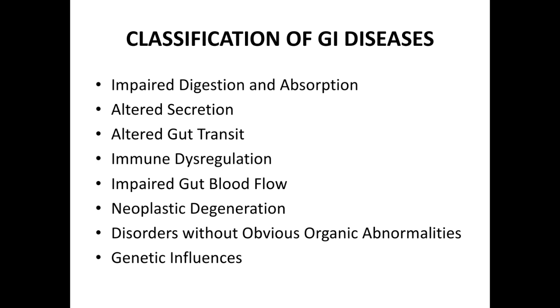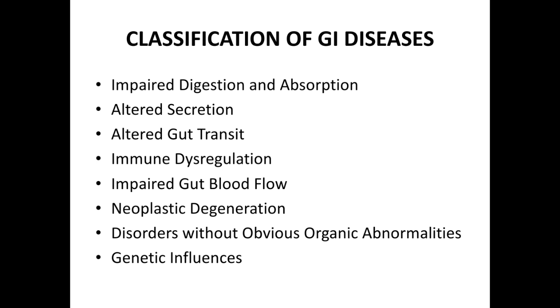And if you go to immune dysregulation, for example, in celiac disease, there will be immune dysregulation associated with mucosal inflammation, which results from dietary ingestion of gluten-containing grains. And in ulcerative colitis and Crohn's disease also there is dysregulation of the immune system.